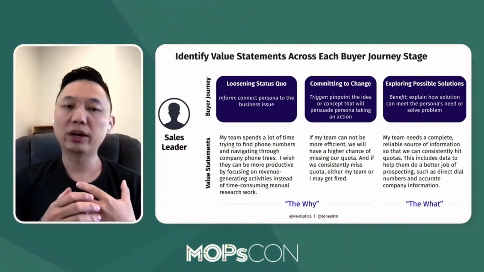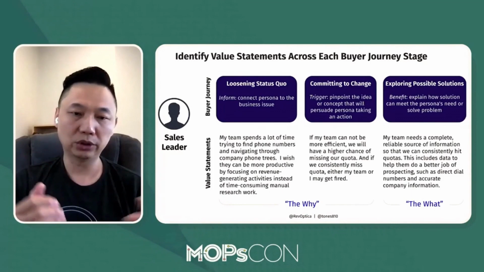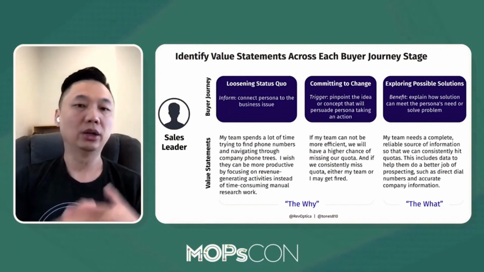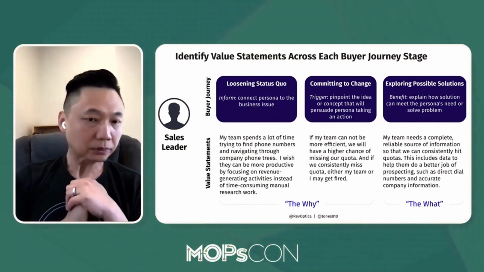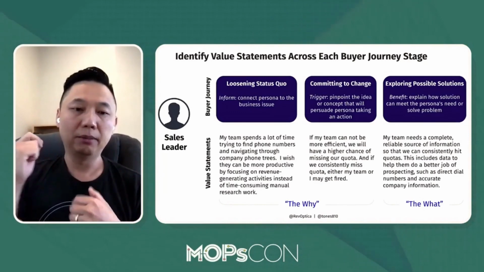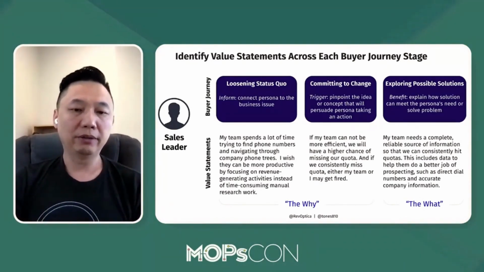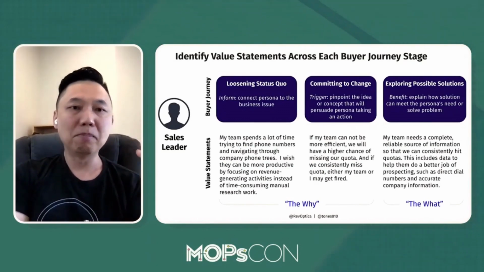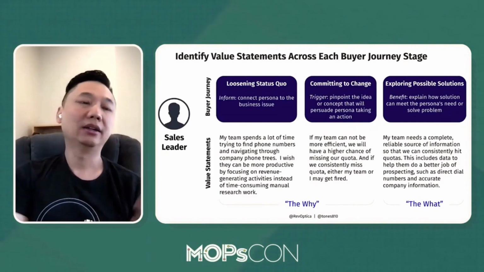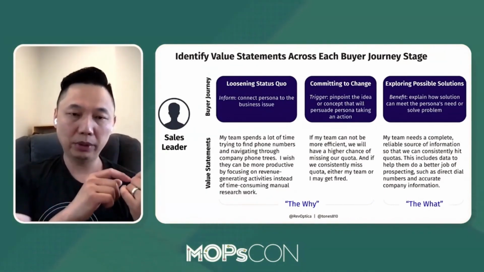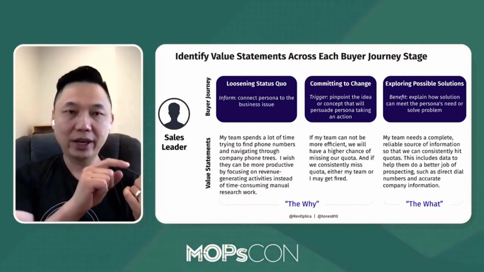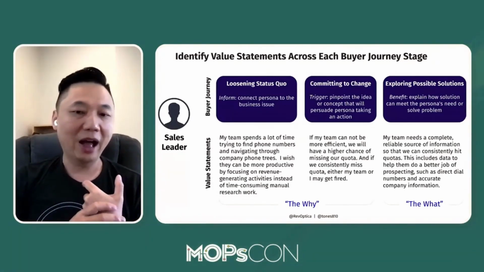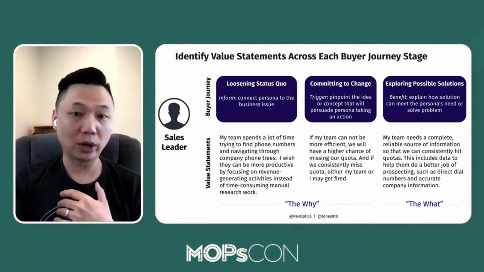My team spends a lot of time trying to find phone numbers and navigating through company phone trees because they're trying to do some outbounds. They're trying to cold call and connect to potential clients, right? My wish as a sales leader is that my team can be more productive and focus on actually revenue generating activities rather than manual or menial tasks such as dialing into a company phone tree, trying to find and navigate to the right person, and that could potentially take 5 minutes, 10 minutes of that sales rep's time, right?